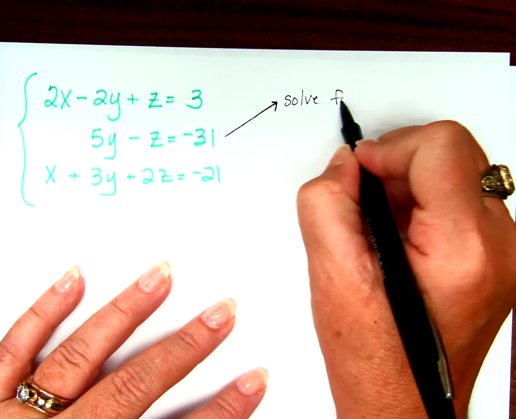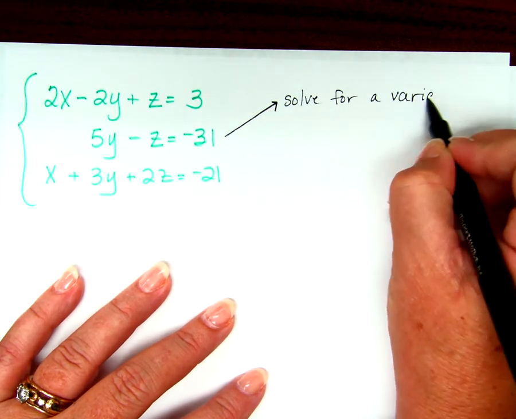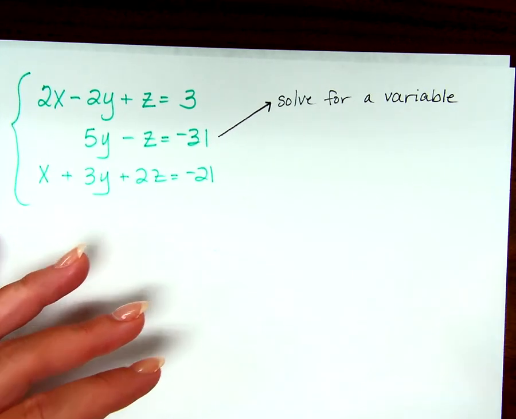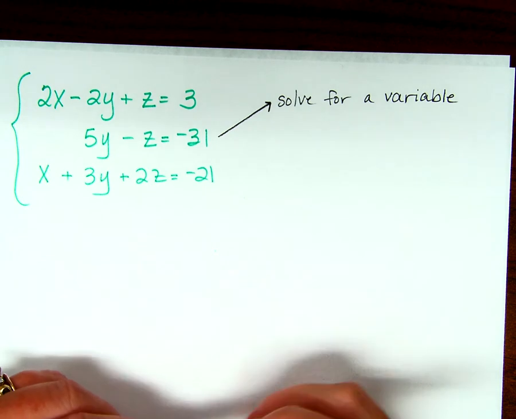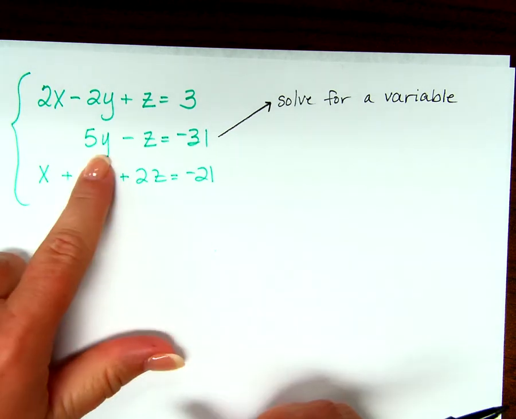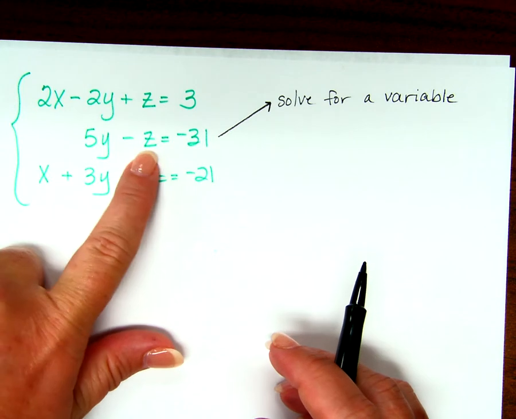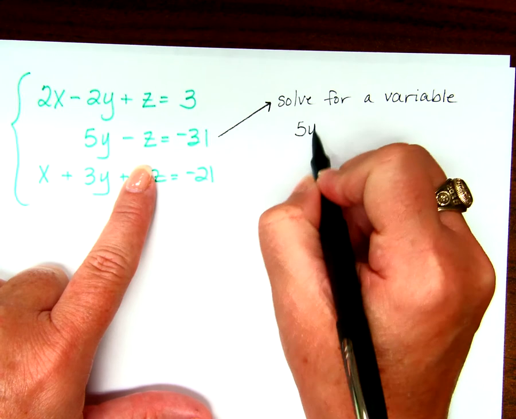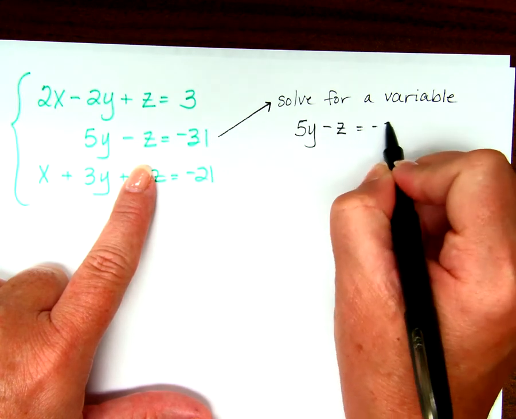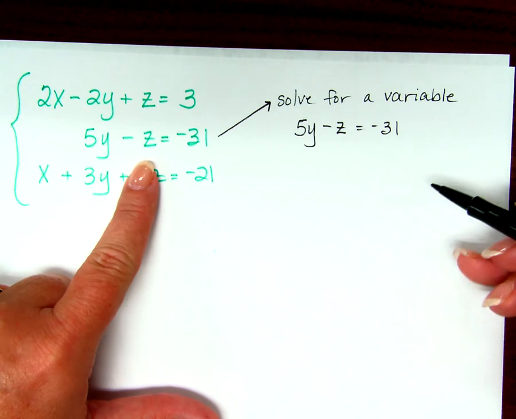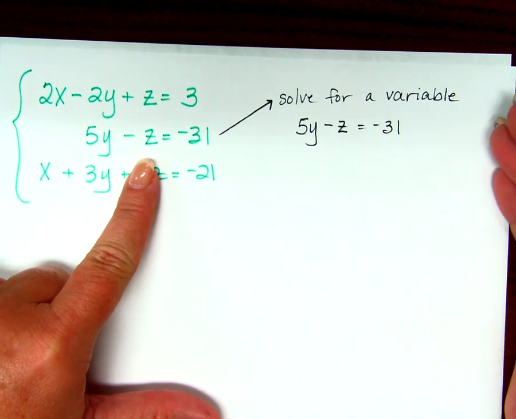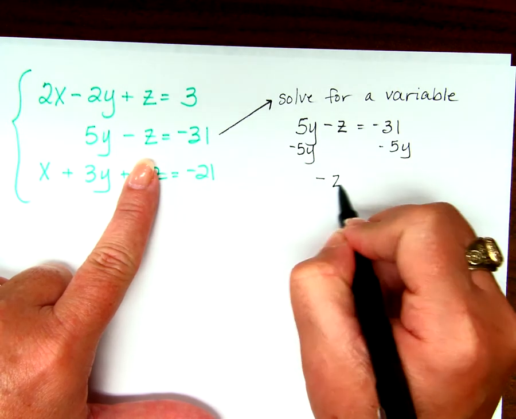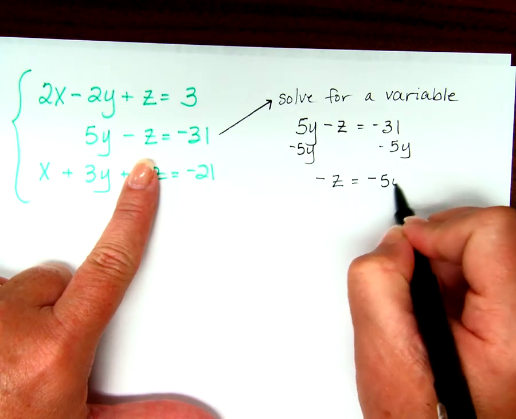So solve for a variable. Now, Wes wants to solve for z. Does anyone agree with him? Okay, so even though z is negative, you still agree with him? Yeah, I do too. Because if we try to solve for y, I'd have to divide everything by 5, and that would give me a fraction here and a fraction here, wouldn't it? I don't like that. So let's say 5y minus z equals negative 31. All I did was copy it over there so I can put my work underneath it. You can do that or not, it's up to you. I'm going to subtract 5y from both sides to get negative z equals negative 5y minus 31.